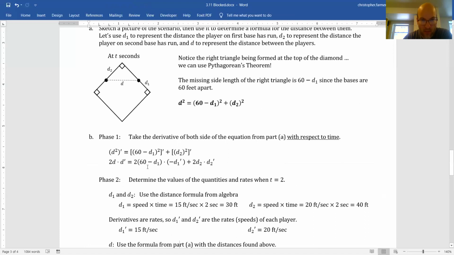We're not using this because there's too much information here, but go back to the first formula that we got from Pythagorean's theorem so that we can figure out what the distance is at t equals 2. We know the base runner's distance at t equals 2. We know the other base runner's distance at t equals 2. That means we can find the total distance at t equals 2 as well.